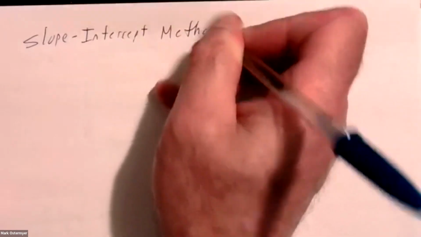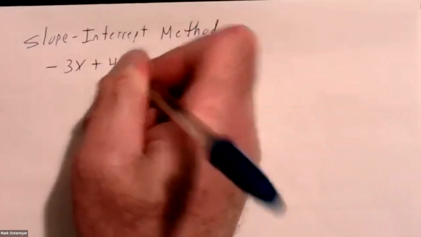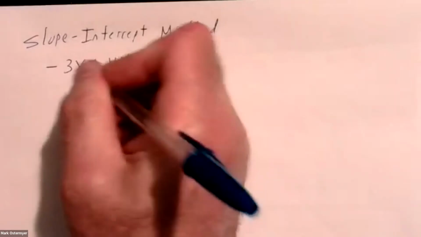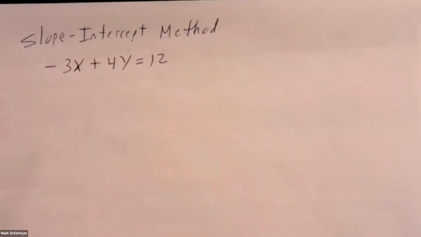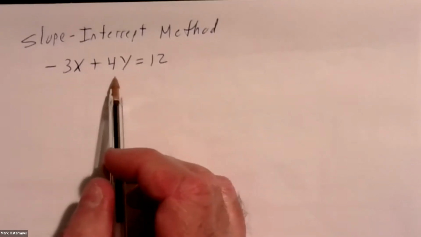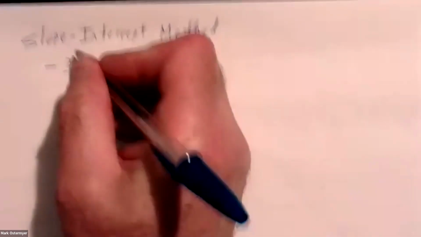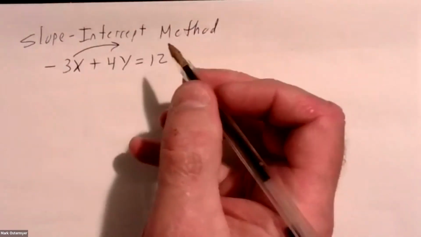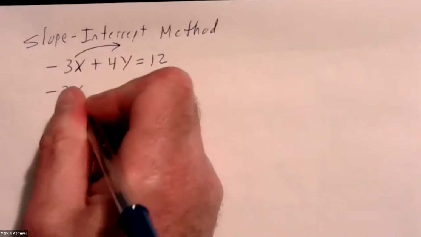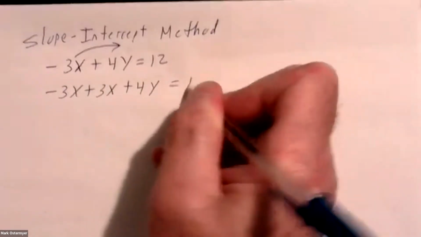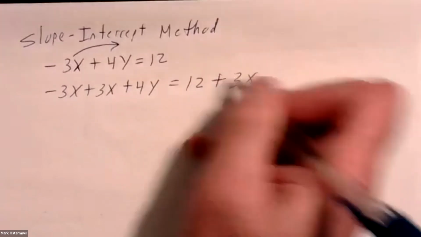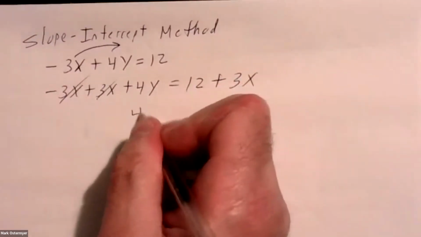As the name suggests, we're going to take this linear equation here and get the equation into slope-intercept form. Presently, this equation is in standard form. We want to navigate to slope-intercept form, which means we have to solve the equation for y. To solve for y, first we have to move the 3x over to the right side of the equation, and we accomplish that by adding 3x to both sides. These drop out, leaving you with 4y.